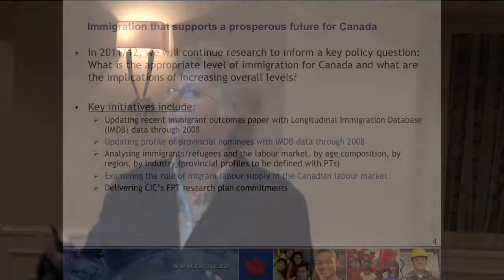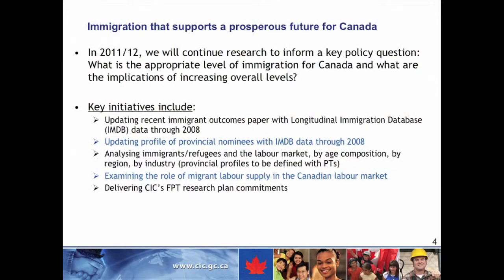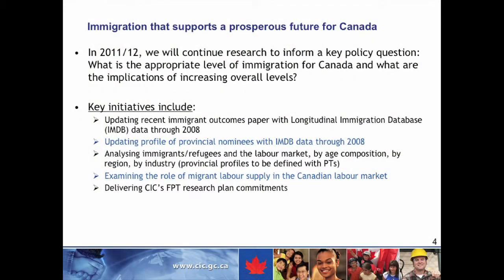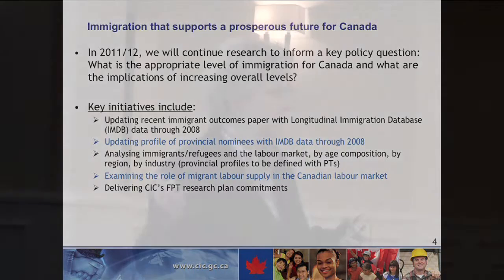So we want to support immigration that will build a prosperous future for the country. And we do research that basically investigates how we can enhance the economic contribution of immigrants. So the question that we're trying to answer when we undertake this research is, what is the appropriate level of immigration for Canada? And what are the implications of increasing overall levels? So this is an economic question in large measure.